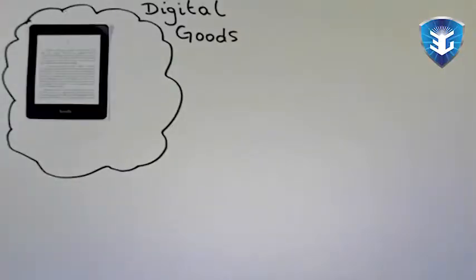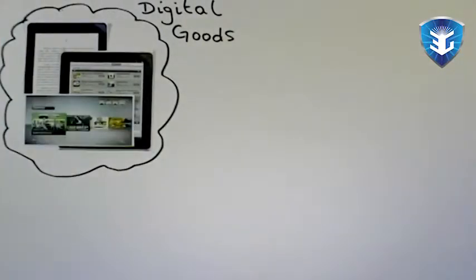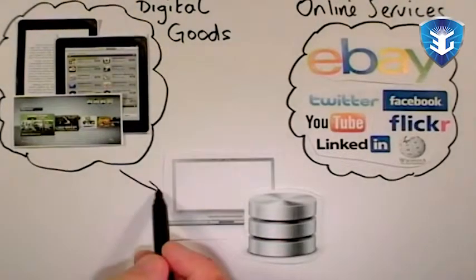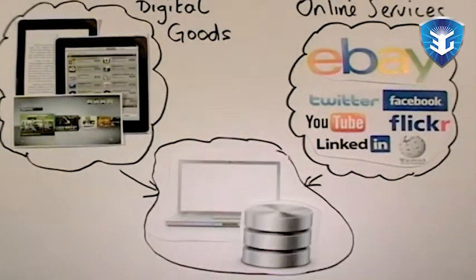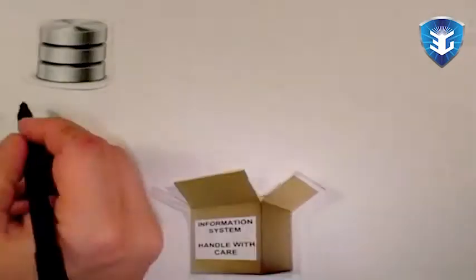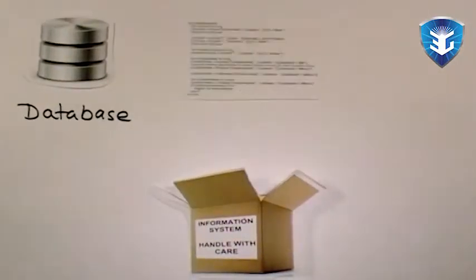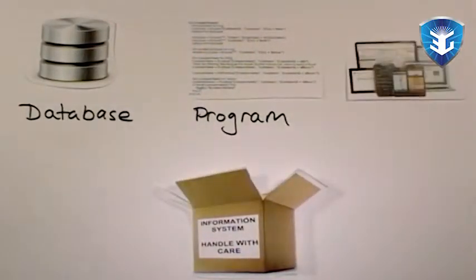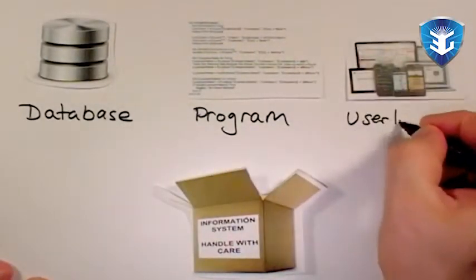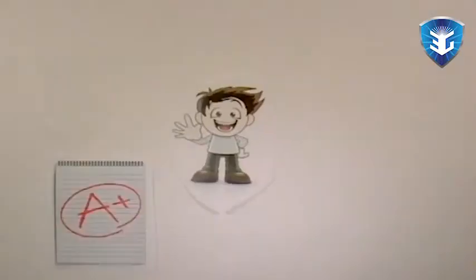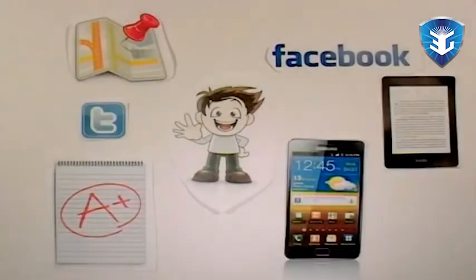Digital goods, such as electronic books and software, and online services, such as auctions and social networking, are all provided and operated by some kind of information system. A typical information system will have somewhere to store the data. Often this is a database. There will be a program which helps you use the data, and the program will have a user interface where you, the user, issue commands and receive the results. Information systems play a role in every aspect of your life.